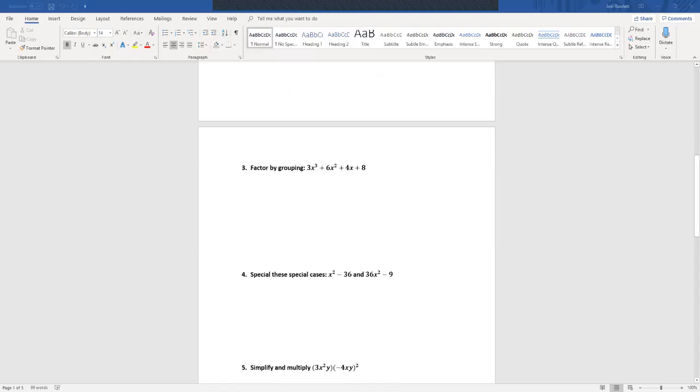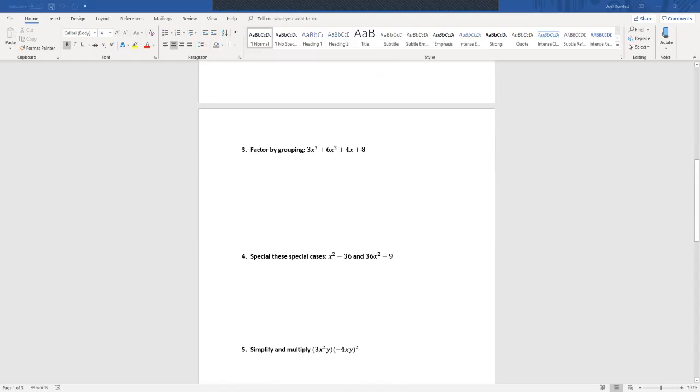Number 3 says to factor by grouping. And you should recall that when factoring by grouping, we simply group the first 2 terms together, and then we group the last 2 terms together, and then you just factor out the GCF from each group. So if we look at the first 2 terms, not only can I factor out a 3, I can also factor out an x squared. And that will leave me x plus 2.